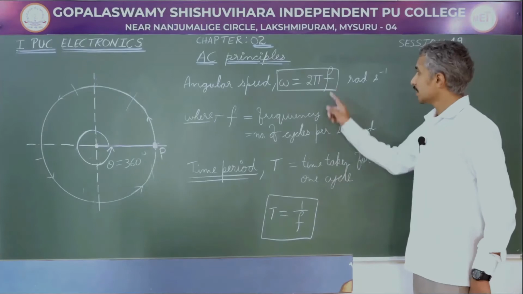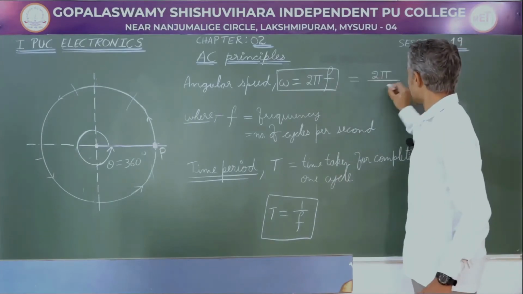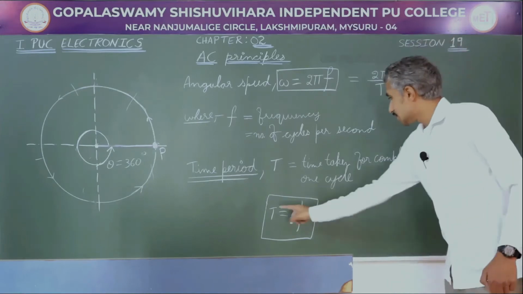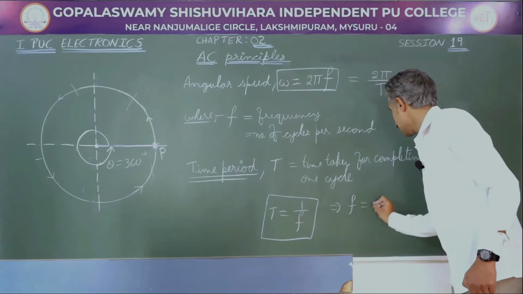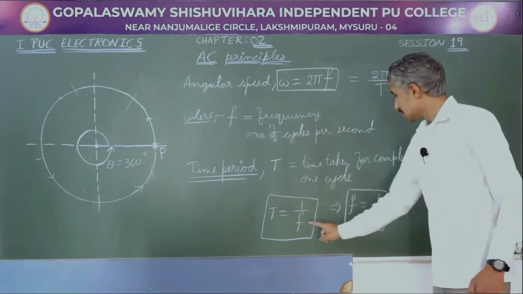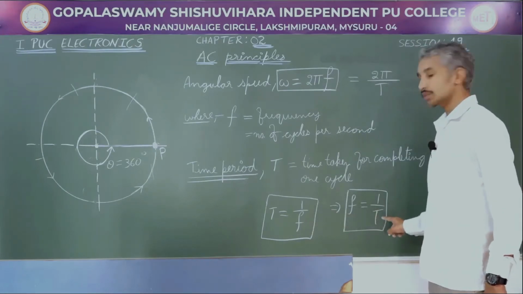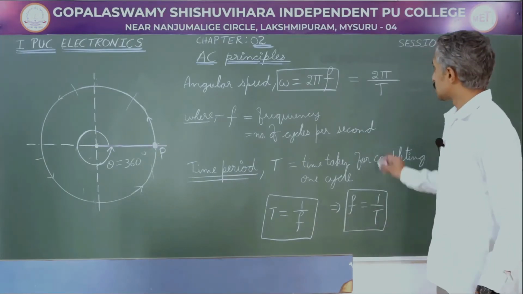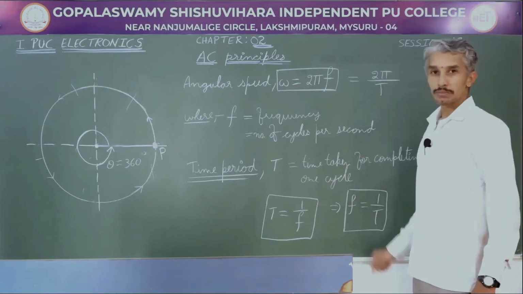Therefore, I can also write angular frequency as 2 pi divided by T. If time period is equal to 1 by frequency, I can also write frequency is equal to 1 by T. This formula also implies frequency is going to be equal to 1 by time period. So, I can also write angular frequency as equal to 2 pi by T.